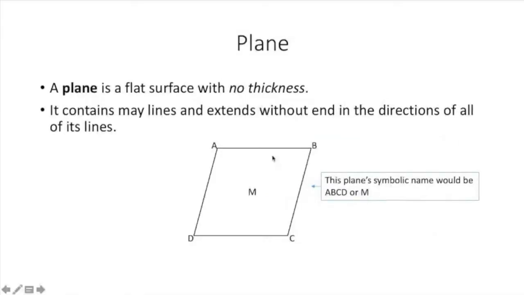A plane is a flat two-dimensional surface that extends infinitely far. What that means is this goes on forever in the direction of side AB, extends forever in the direction of side AD, forever in the direction of side CD, and forever in the direction of side BC.